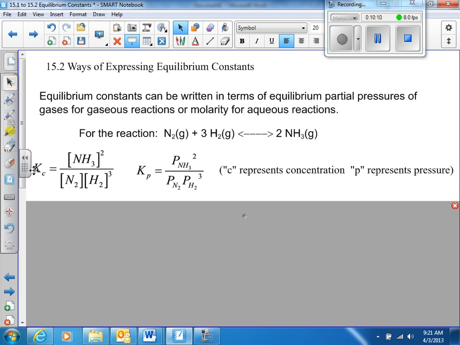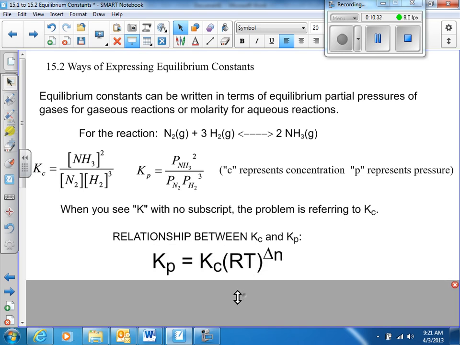The K we were doing before is called a Kc, C for concentration, where we just use concentrations. Kp, same exact idea, but we're using partial pressures. So if you see this little p here, we're talking about an equilibrium constant based on partial pressures. P is for pressure.